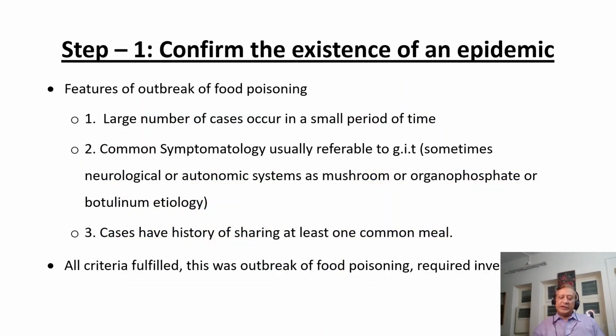With this preliminary information, let us start with the first step in investigating an outbreak of food poisoning, and this first step is to confirm the existence of an epidemic. An outbreak of food poisoning has three characteristics. Firstly, a large number of cases should occur in a small period of time. Secondly, the symptomatology should usually be referable to the gastrointestinal tract and sometimes to the autonomic system in case of mushroom or organophosphate poisoning, or to the neurological system in case of botulinum etiology. Thirdly, the cases should have a history of sharing at least one common meal. Since these three criteria were fulfilled, and the epidemic curve also showed a classical point source common vehicle epidemic outbreak, we decided that this outbreak was of food poisoning and required further investigation.